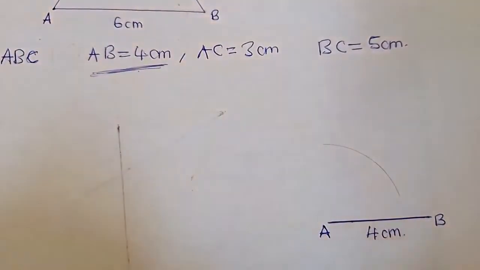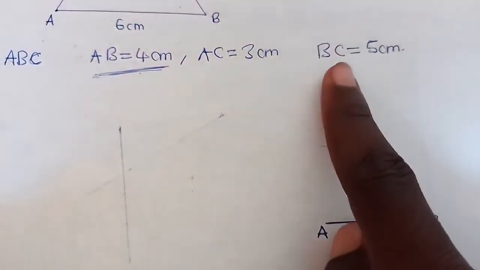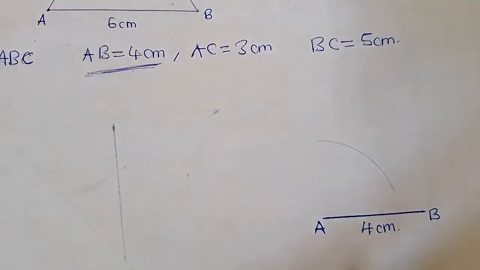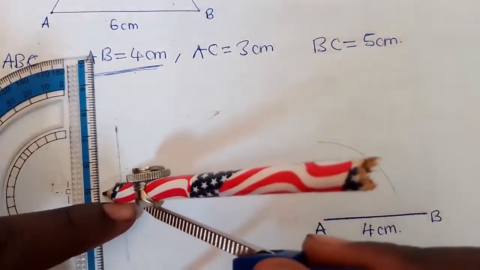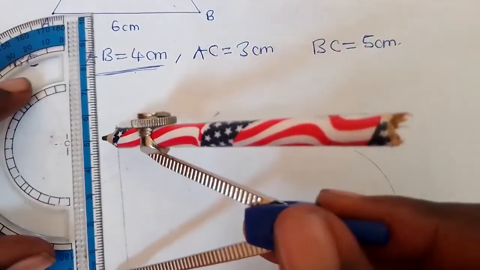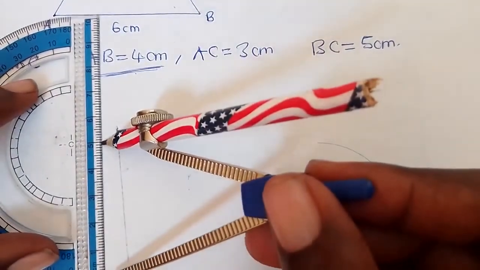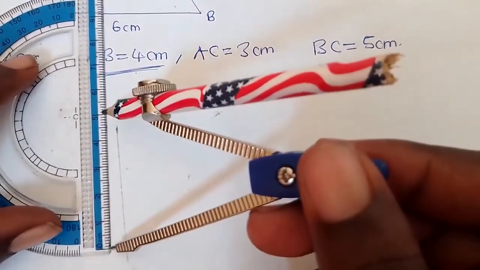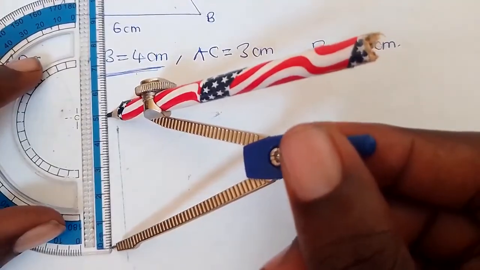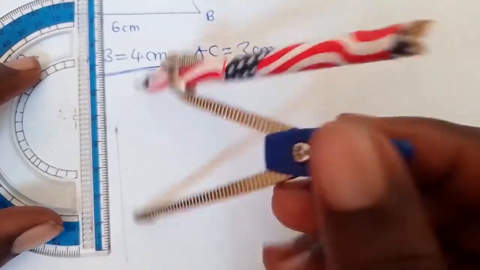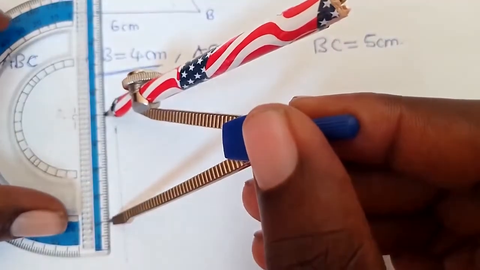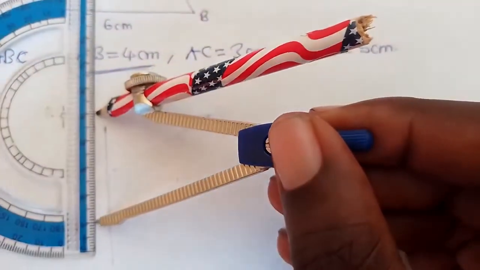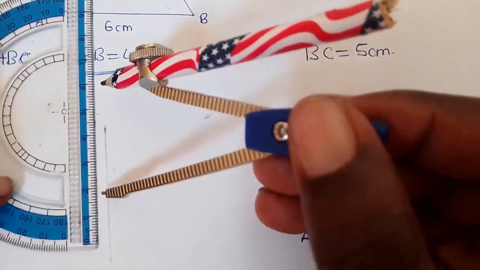Then they are saying, the other thing is BC, which is 5 centimeters. You move like this, you go to where 5 centimeters is. This is my 5 centimeters. So don't start from here. Some people start from here, then do this. So these are mistakes that we get to make.